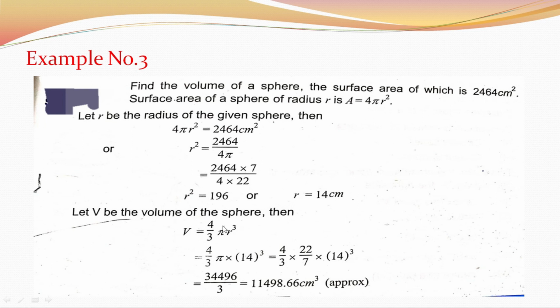Let V be the volume of the sphere, then V is equal to 4 over 3 pi R cube. This is the formula. 4 over 3 pi into 14 cube, because the value of R is 14 centimeters. Now we will put the value of pi, 22 over 7, and simplify. This is the volume of the sphere, 11498.66 centimeter cube approximately.